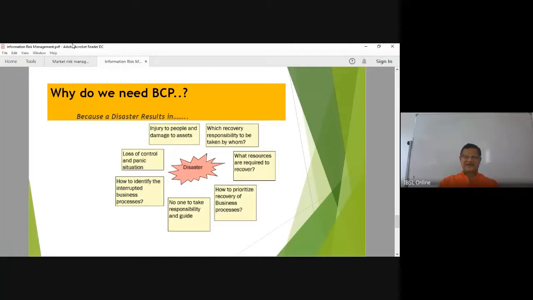these three items, the loss control, how to identify interrupted services, and no one to take responsibility, are creating delay in business continuity planning. So if you have planned all that in advance for a situation of this nature, you don't panic. You quickly know who is responsible at this point to take the disaster situation into a continuity and/or restart your operations, then it will be easy. That's why we need to actually have a document prepared for business continuity plan.